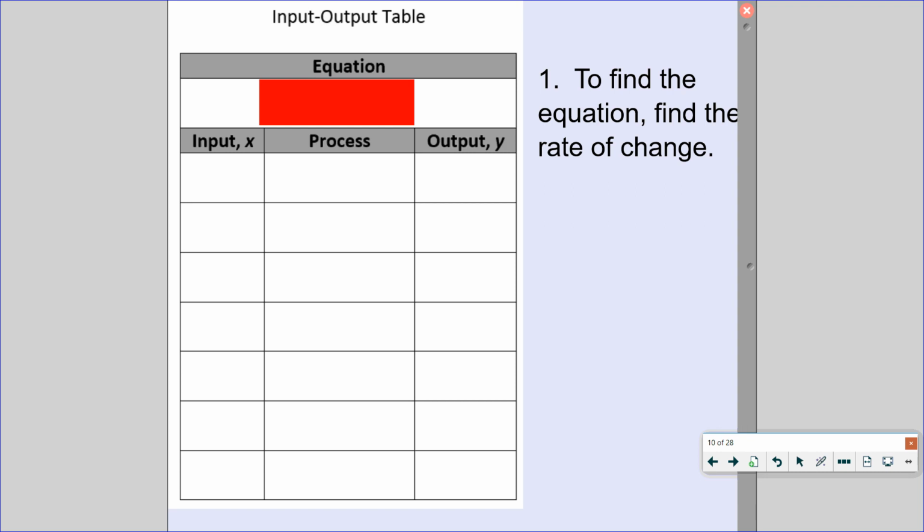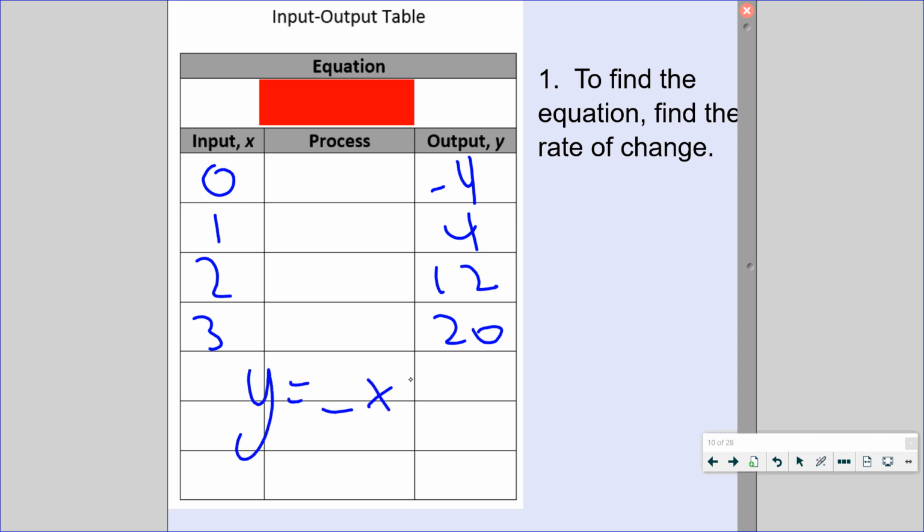Give me an x. I would start with 0. 0. It'll be negative 4. If I put in a 1, it will come out as a 4. Put in a 2, it would come out as a 12. Put in a 3, it would come out as a 20. So what is the equation? y equals blank x plus blank.